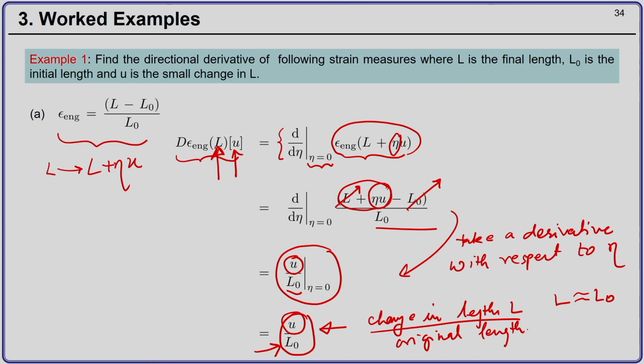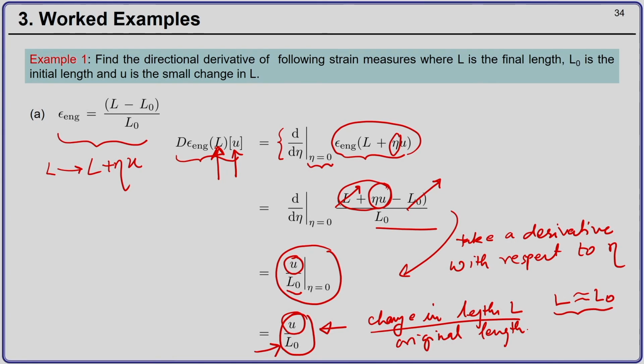But this is only when you have a small deformation problem, where elasticity assumptions hold. So, this final value shows the change in the value of engineering strain when you change the length from L to L plus u. So, u by L 0 will be the change in the value of engineering strain in the direction of u. So, this is the directional derivative of the engineering strain.